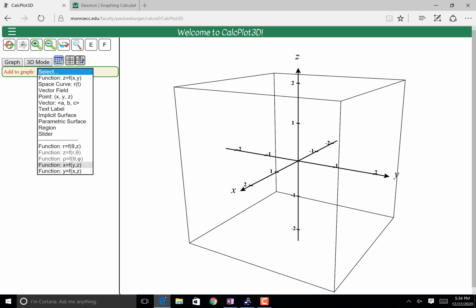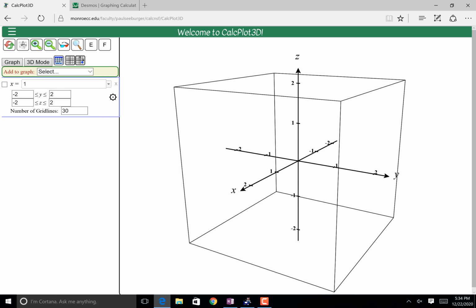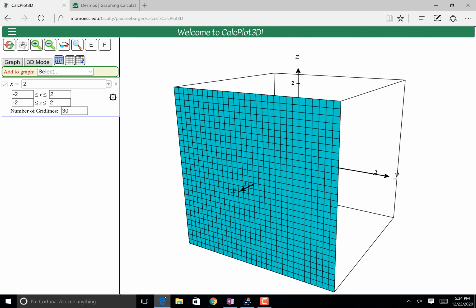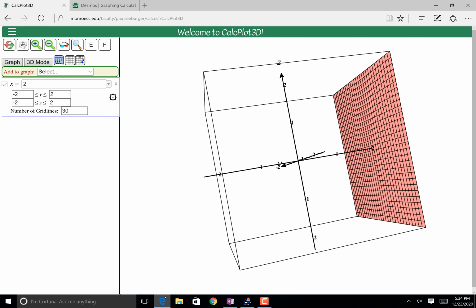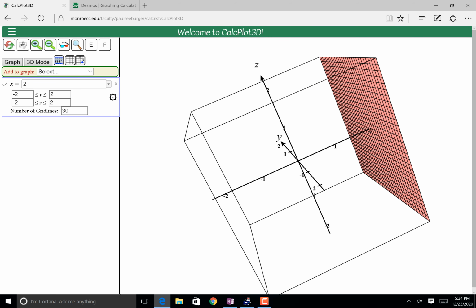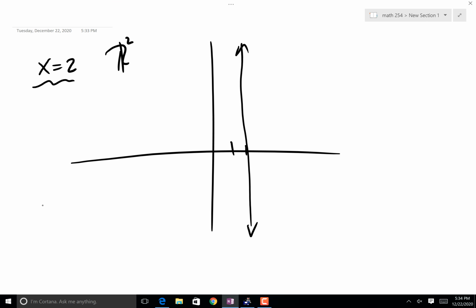If you look down here, it says function. It says x equals. It's one of the lesser used ones, so it's towards the bottom. It's still there, but it's not used as much as z equals. So you just go x equals 2. Hit enter. It's a plane. Literally, it's a plane. So x equals 2 in R3 is a plane.